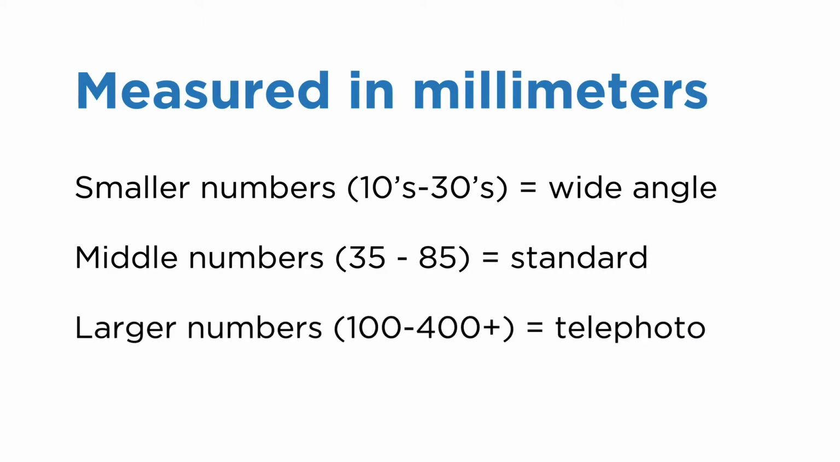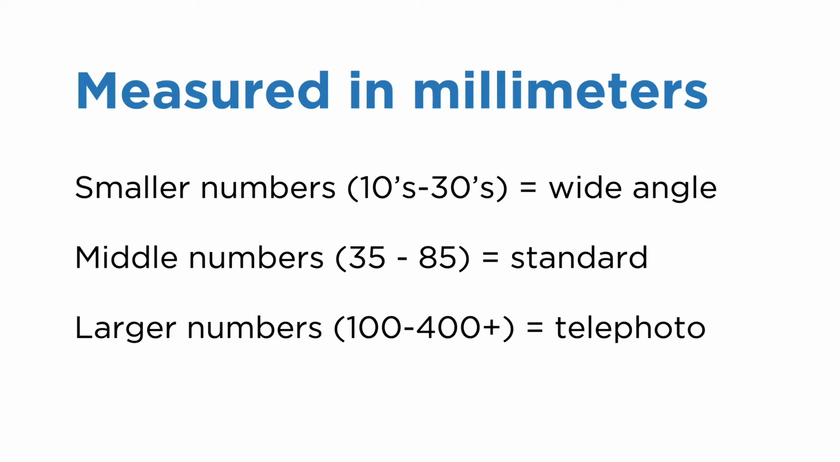And then last up, we have the telephoto lenses, which are the larger numbers, usually starting around 100, and they go to 400 and beyond. For most of us mere mortals, 400 is the most we'll likely deal with. There are some 800 and 1200 millimeter lenses out there. They're kind of huge and kind of expensive on the cameras they go with.